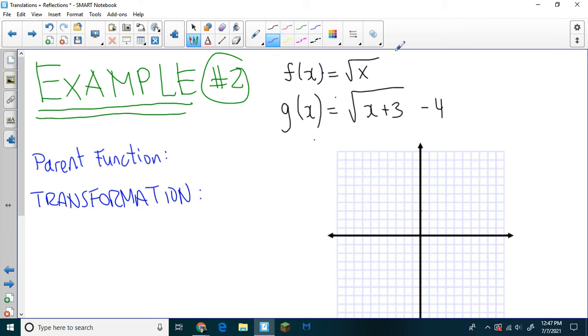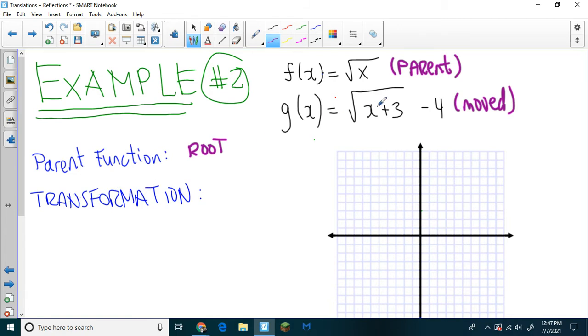Okay? So again, just to remind us, right? This here is the parent function, okay, with no transformations. G of x is the one where we're moving the parent function. Okay? So the parent function, we know is a root.